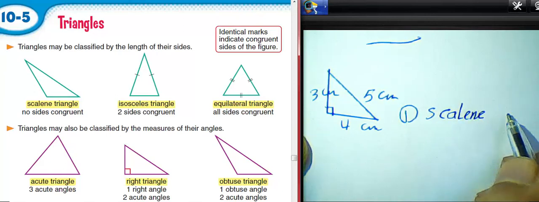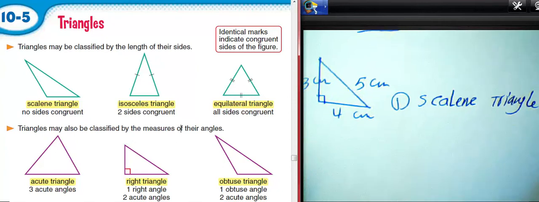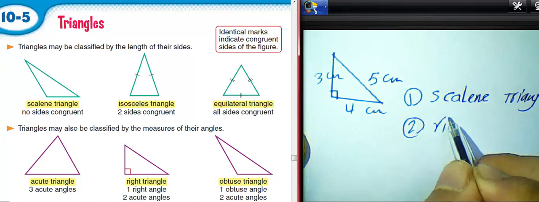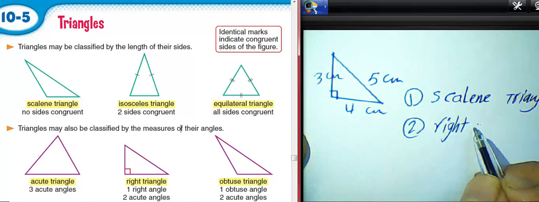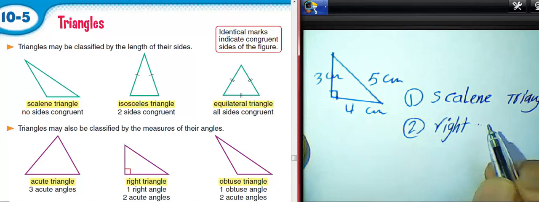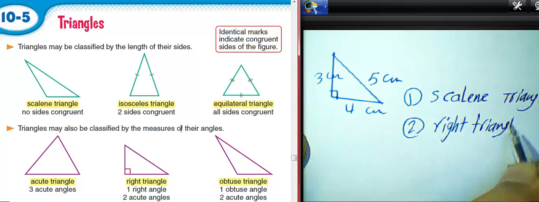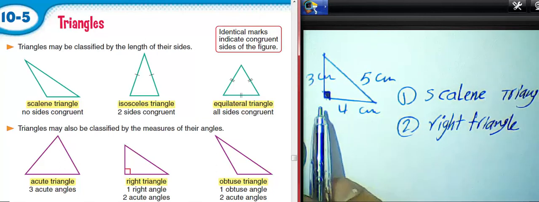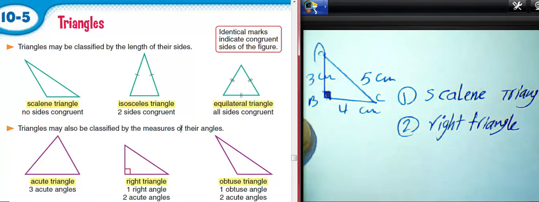Scalene triangle, and it was a right angle triangle. Okay, right angle triangle here. Just right triangle. Because this angle was 90, the measure of angle B will be 90 degrees. So this triangle will be a right triangle.